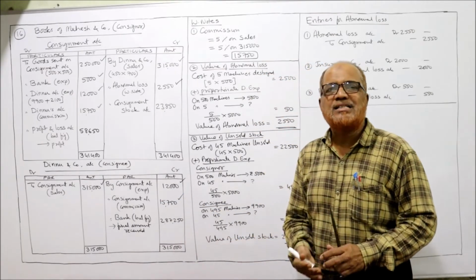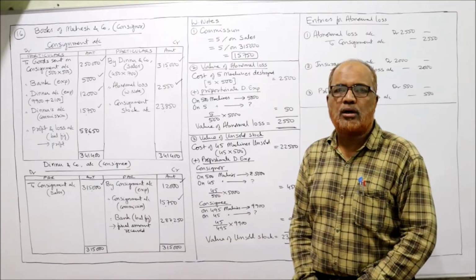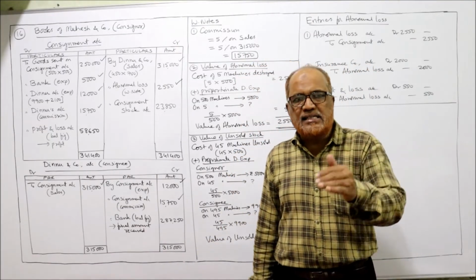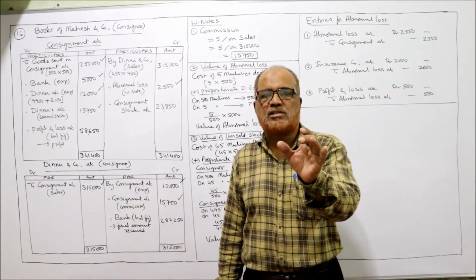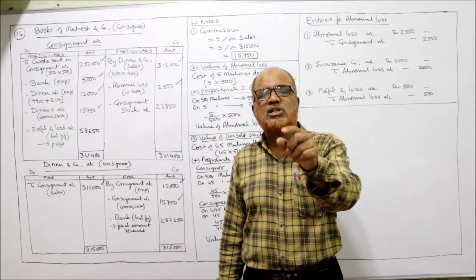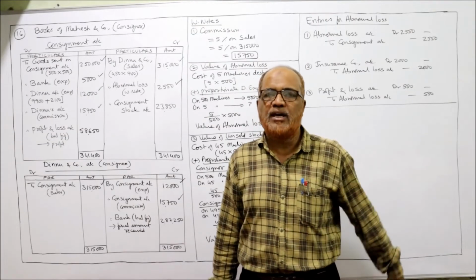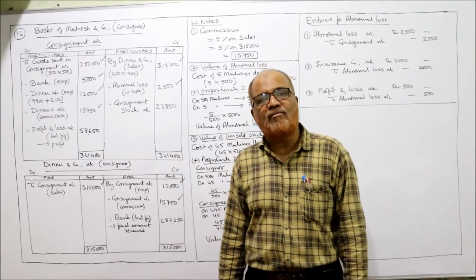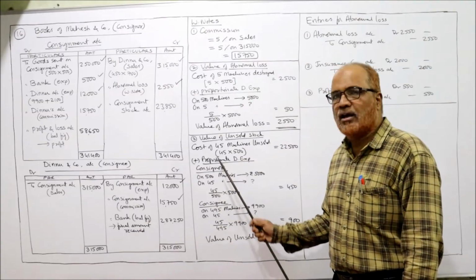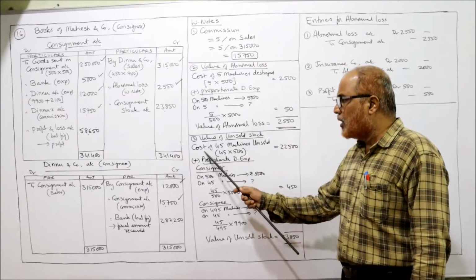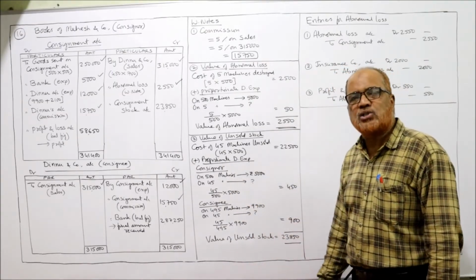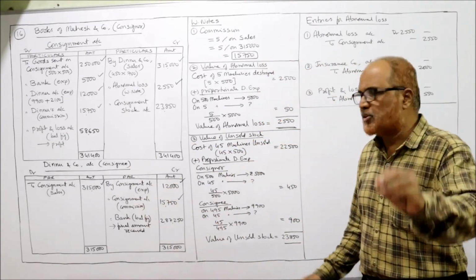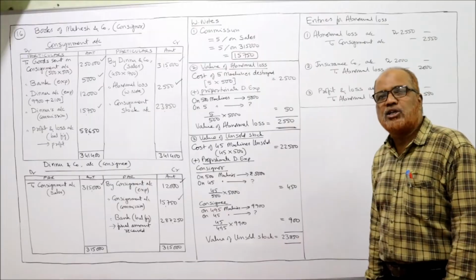Now the last one is consignment stock. So how many machines are remaining unsold? The consignee has received 495 machines. Out of 495 machines, 450 machines he sold. So the remaining 45 machines are unsold. So what is the value of those 45 machines? Here, value of unsold stock. Cost of 45 machines. What is the cost of each machine? 500 rupees is the cost of each machine. So 45 into 500, 22,500.